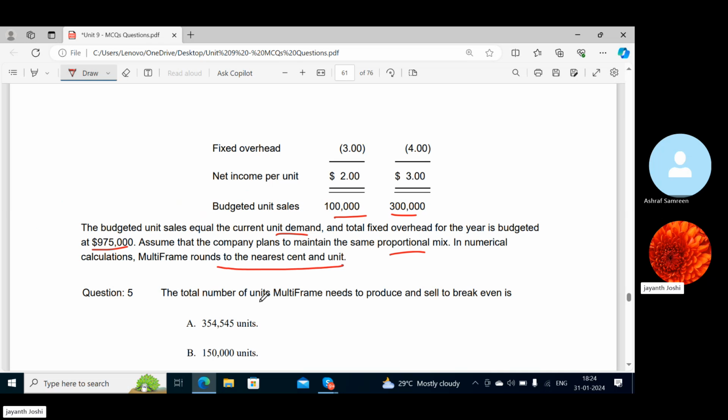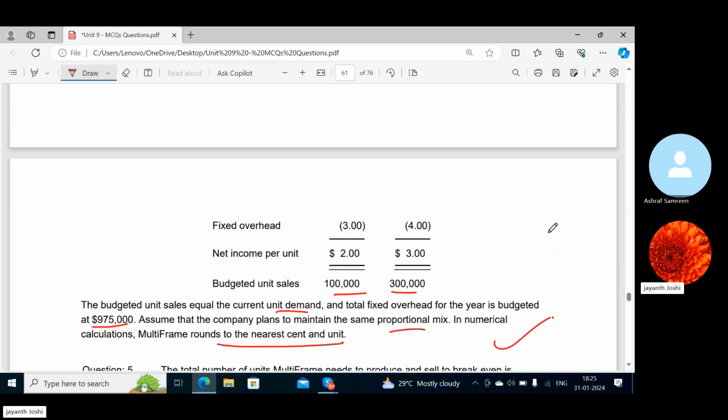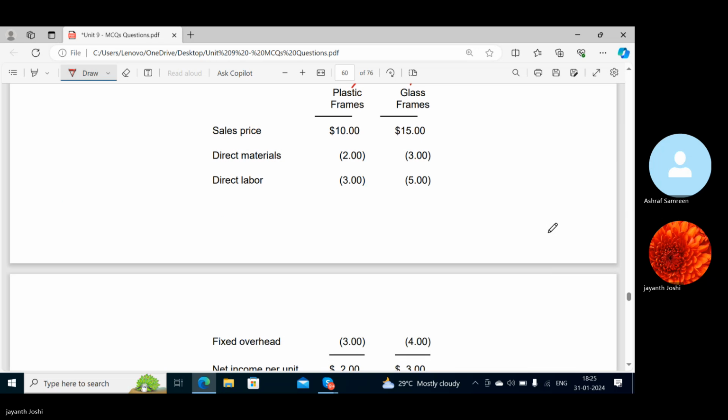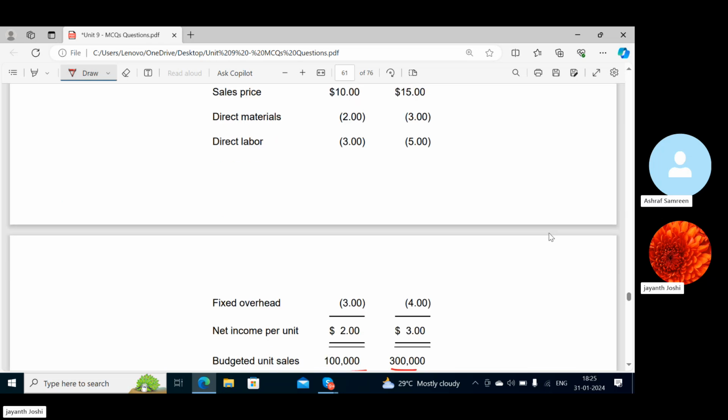So total number of multi-frame needs to produce to sell and break even is. Can you try this, Samrin? They're asking break even point. So fixed cost by weighted average unit contribution, right? Yeah, weighted average, it's multi-product, right? You can try. Will you try or shall I do? I'll try. Okay. No problem. I'm waiting.